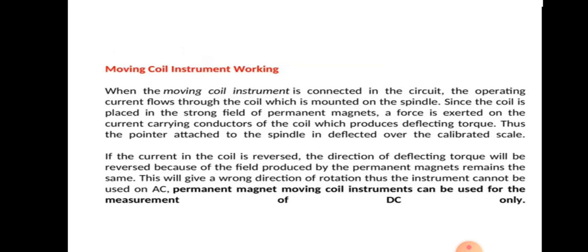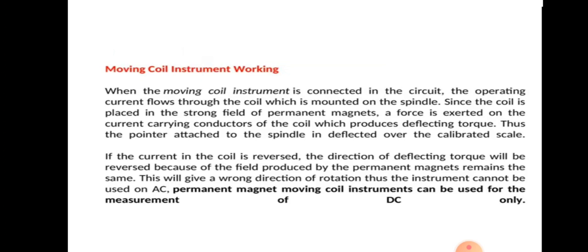The magnetic field produced remains the same. So the field will remain the same, but the deflecting torque will be reversed. So this will give a wrong direction of rotation. Thus the instrument cannot be used on AC. Permanent magnet moving coil instrument can be used only for the measurement of DC.